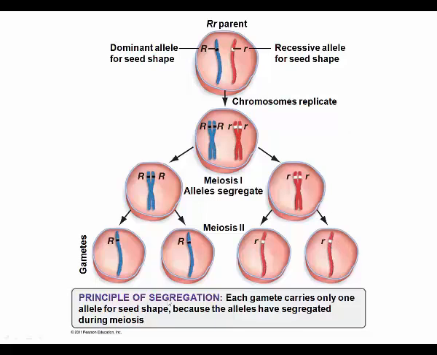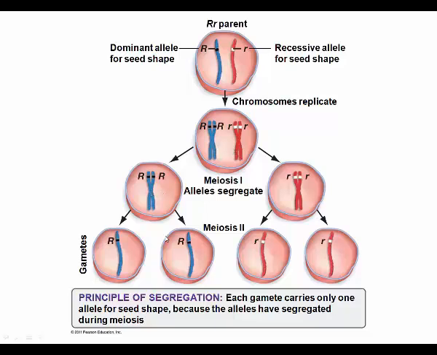Mendel proposed then the principle of segregation, which we've seen in meiosis. Each gamete carries only one allele for a gene. In this case, it's for seed shape. The alleles have segregated right away in meiosis 1. So here's a heterozygous plant, and remember, all of the cells of this plant will be heterozygous for this gene. When gametes are formed, the big R allele will separate from the little r allele in meiosis 1. That's when our homologous chromosomes separate from each other.